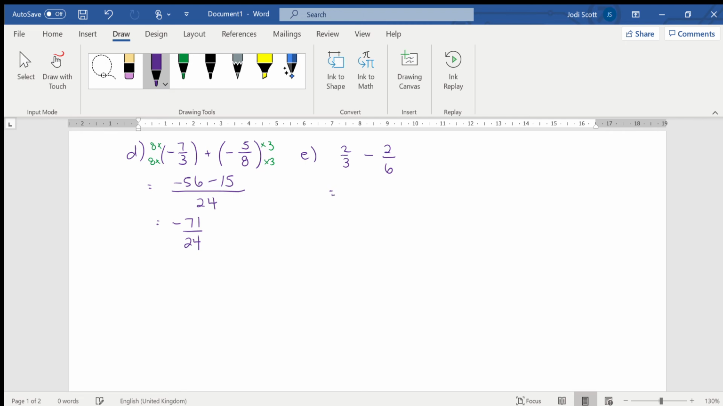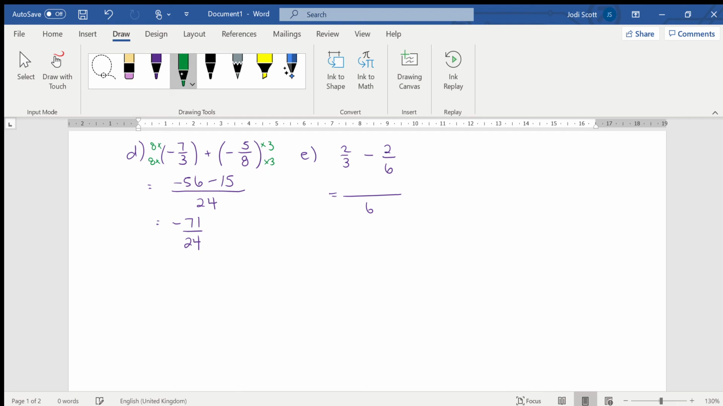Okay, so again, this one's a pretty simple one. Common denominator is an easy one. It's 6 and 3, so we can just make it 6. Whoops, what is happening here? There we go. Equals. Okay.